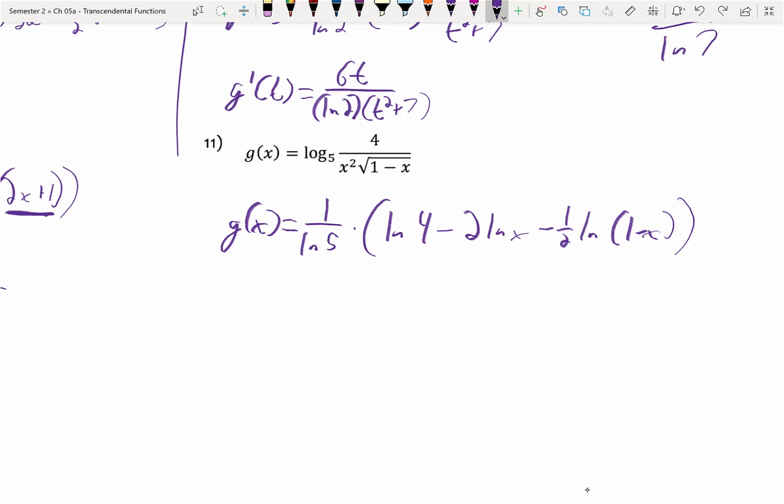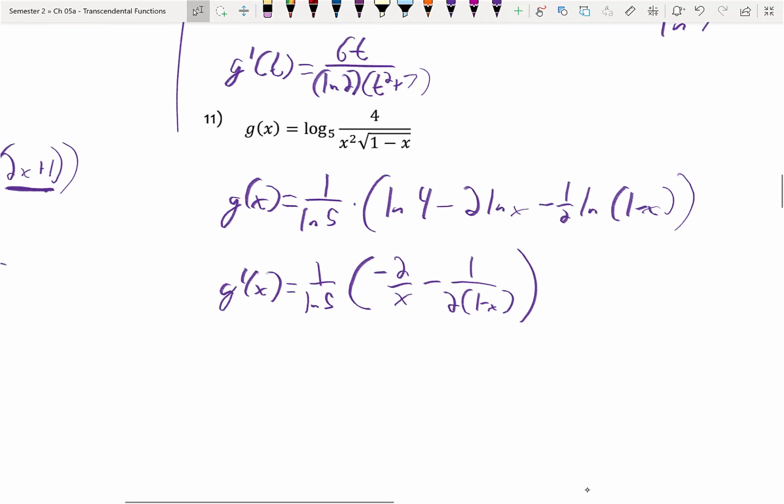Okay, so we get all this thing, and then let's go g prime of x. Pull that out. What's the derivative of ln of 4? 0. Constant. Minus 2 over x for this. Minus 1 over 2 times 1 minus x. I'd like to spend a moment and just clean some of this up a little bit.